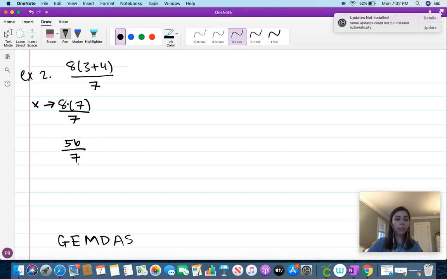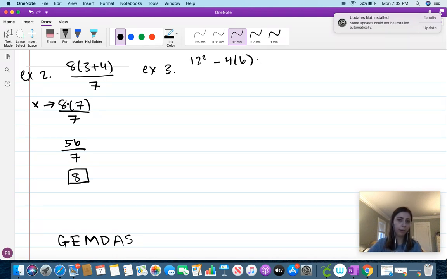All right, we evaluated the top group. The bottom group doesn't need to be evaluated. It's already a single number. So that means now to finish out the problem, we divide, because a fraction bar means to divide. 56 divided by 7 is 8. So the value of this expression is 8. All right, one more example here. Example 3. This one, we have 12 squared minus 4 times 6.